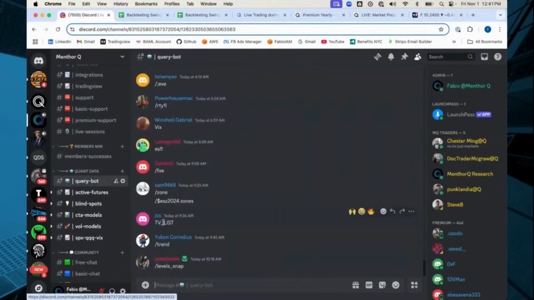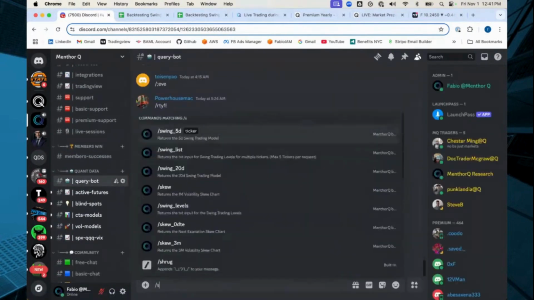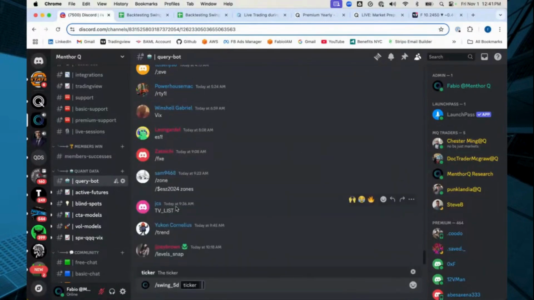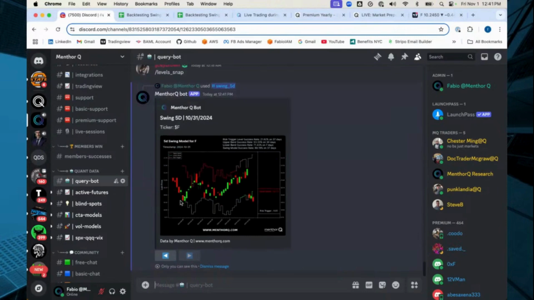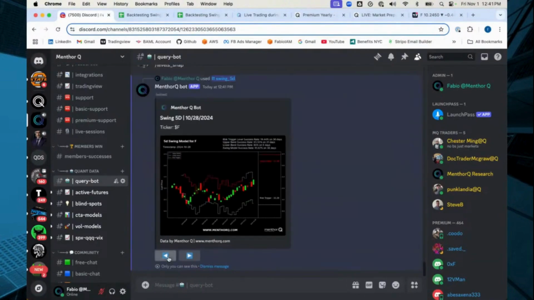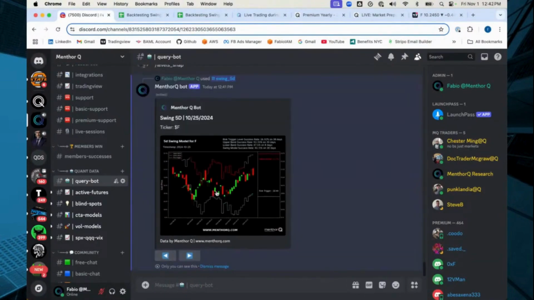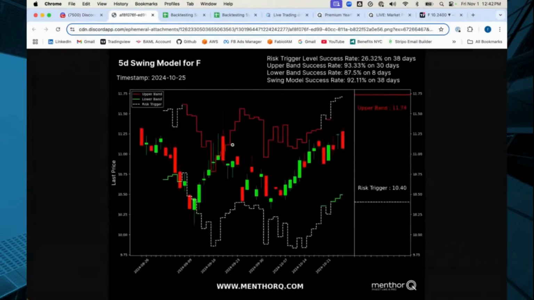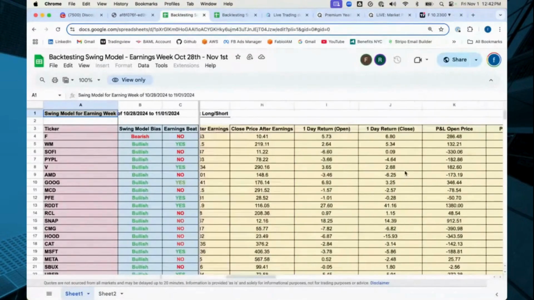So we went into the bot and we went all the way back to Friday, and we took our 5 days and our 20 days model, and we started from Ford, for example, and then we looked at the data back from the 25th. So if you go here, we saw that obviously the upper band means that we have a bearish bias. We took this price and we added it into our backtesting sheet right here.